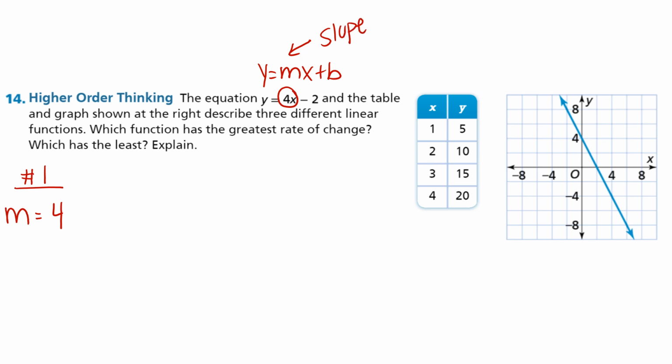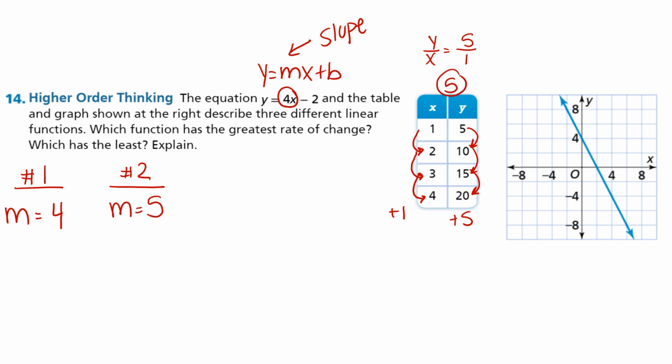For number 2, which is the table, we have to find our pattern. So 1, 2, 3, 4 is a pattern of 1. 5, 10, 15, and 20 is a pattern of 5. We set it up as a fraction. Y over x, 5 divided by 1 is 5. So our slope for the table is 5.